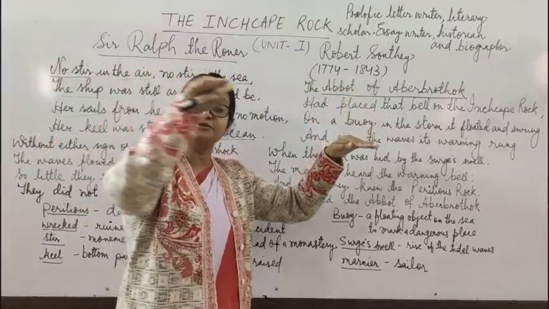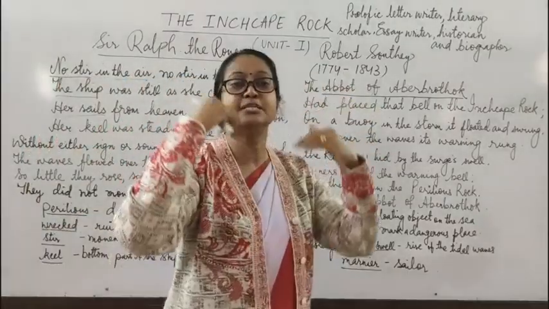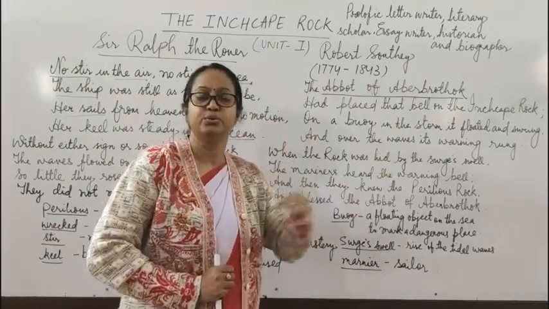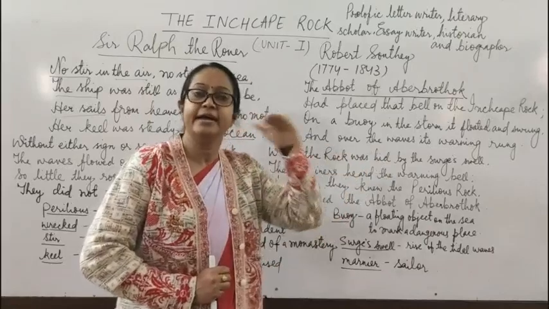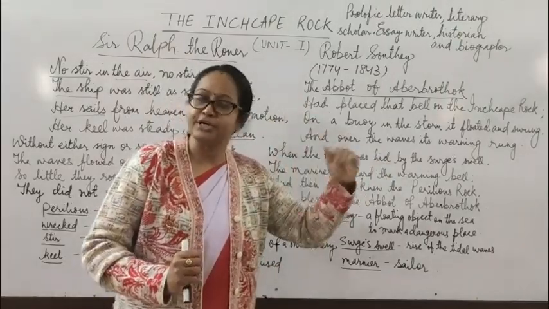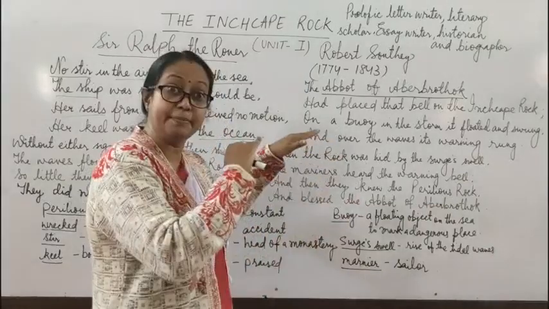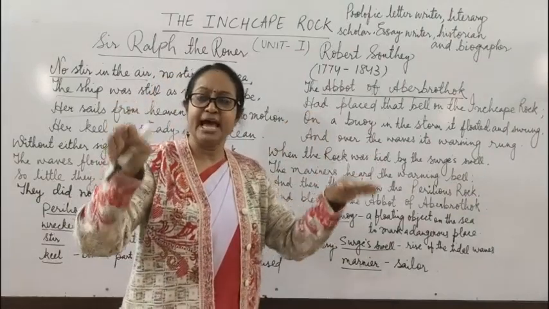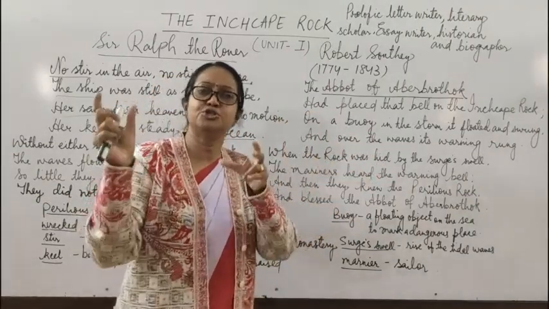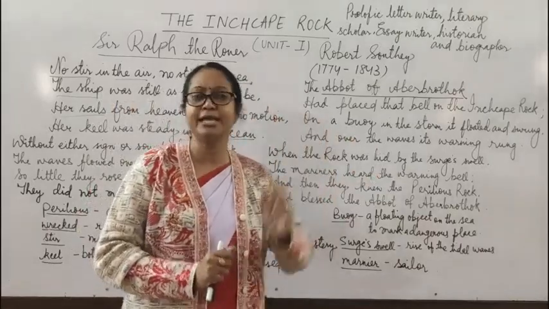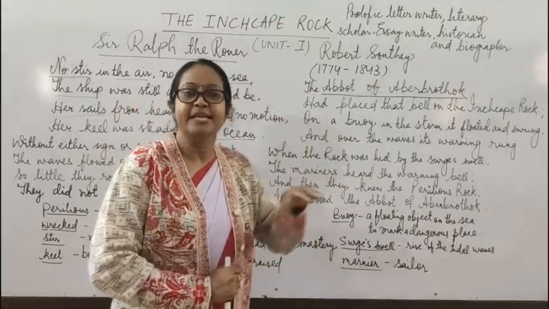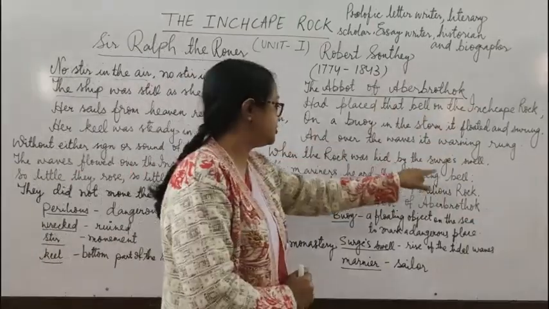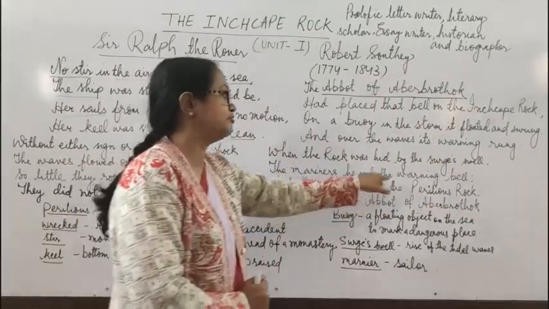If the water used to cover the rock, it wasn't visible to the sailor or mariner, and the ship would face an accident, would get ruined, would get destroyed, hitting itself to the rock. But because of this Inchcape bell, even in the high tides, when the water used to get rough and stormy, the bell used to ring, and that used to give a warning to the sailors, saying that there's danger ahead. Okay? And then they knew the perilous rock and blessed the abbot of Aberbrothok.